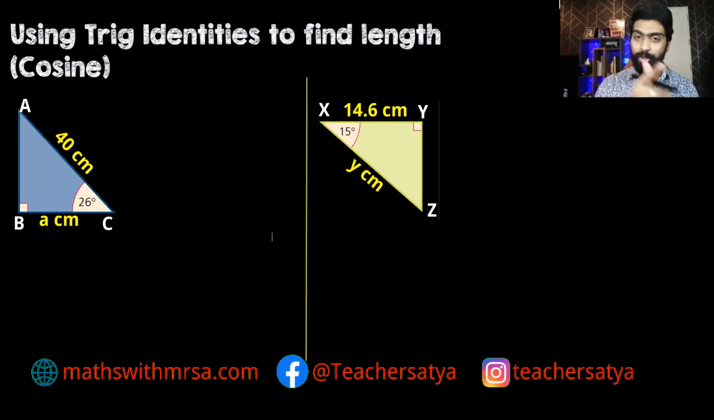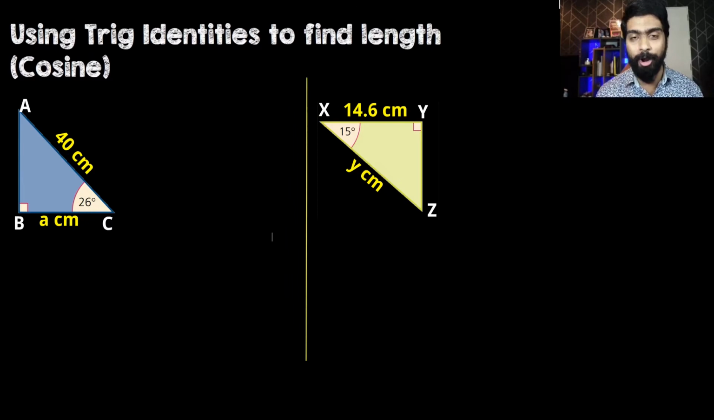Now in this video you will be learning how to find the unknown length of these two triangles using the cosine property. Alright, now let's get to it.